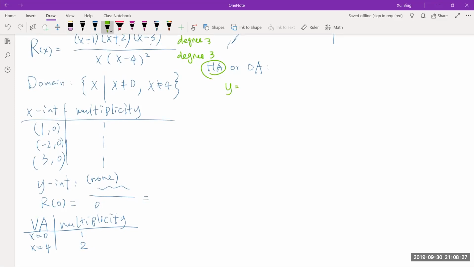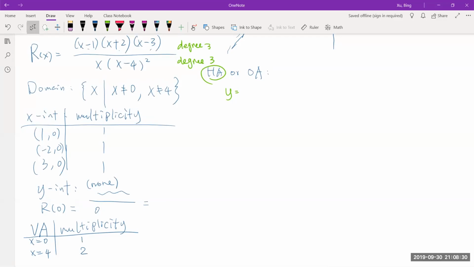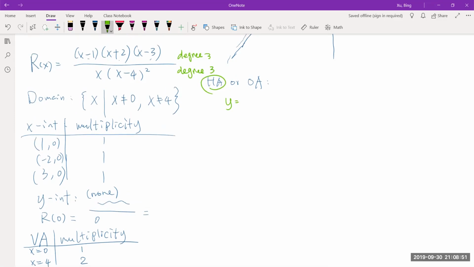y equals. Since the degrees are equal, is it 0? Would it be 1? It's 1, right? We look at the ratio of the leading coefficients. If you distribute, you will have x cubed plus and so on on top, and at the bottom you will also have x cubed. This is the leading term. The leading coefficient on top is 1 and at the bottom is also 1. 1 over 1 is 1. That's the horizontal asymptote, the ratio of the leading coefficients.